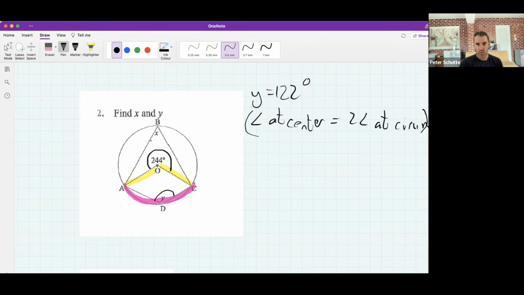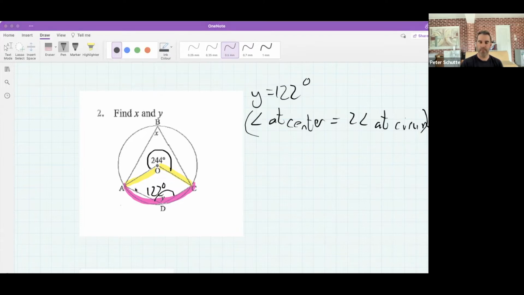And then what is X going to be? So we know this is 122. I want someone to come online and tell me not just the value of X, but I want to know the reason. What's the reason going to be? Who's going to give me the reason? Okay, David, let's unmute David.